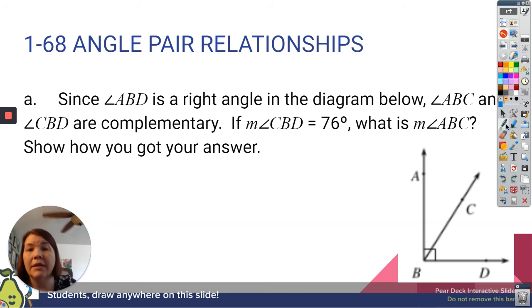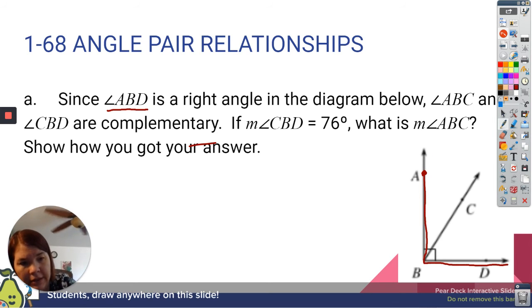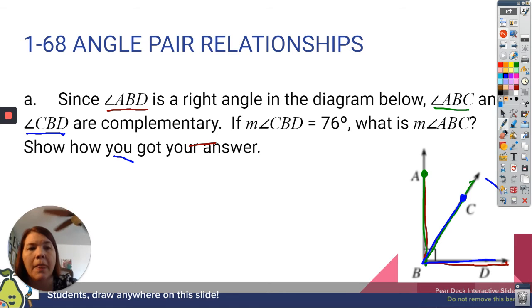Okay, since ABD is a right angle in the diagram below, and ABC and CBD are complementary. So let's slow down for a second. ABC, ABD. ABD is that right angle. ABC, and CBD. That's how you read that. You start with whatever letter it started with, you go to the letter in the middle, and then you finish off with the letter at the end. Okay? That's how you name an angle.